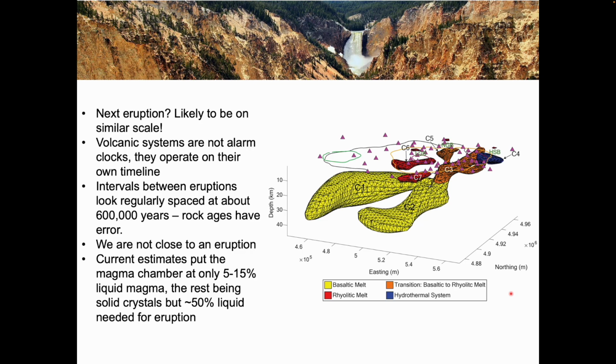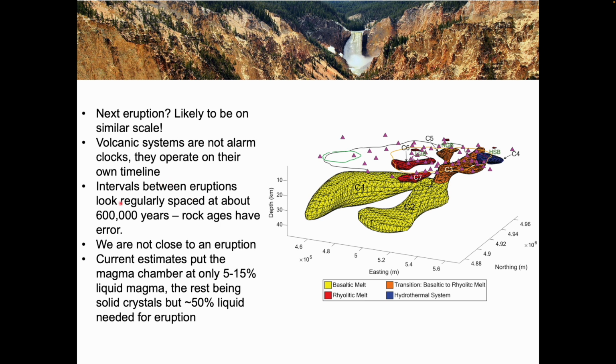They operate on their own timelines with margins of errors of thousands of years. So just for example, the intervals between the eruptions look fairly regularly spaced, about 600,000 years apart. The rock ages have error, though, of a few thousand years.